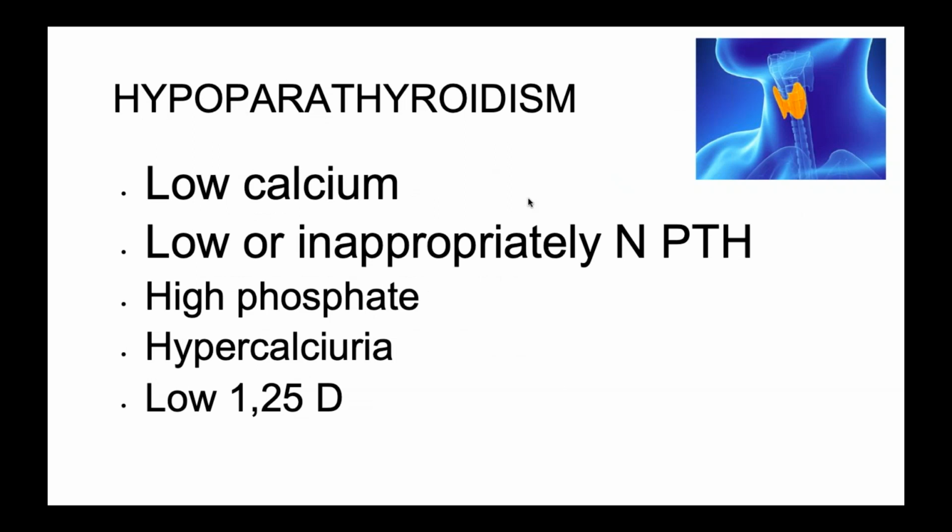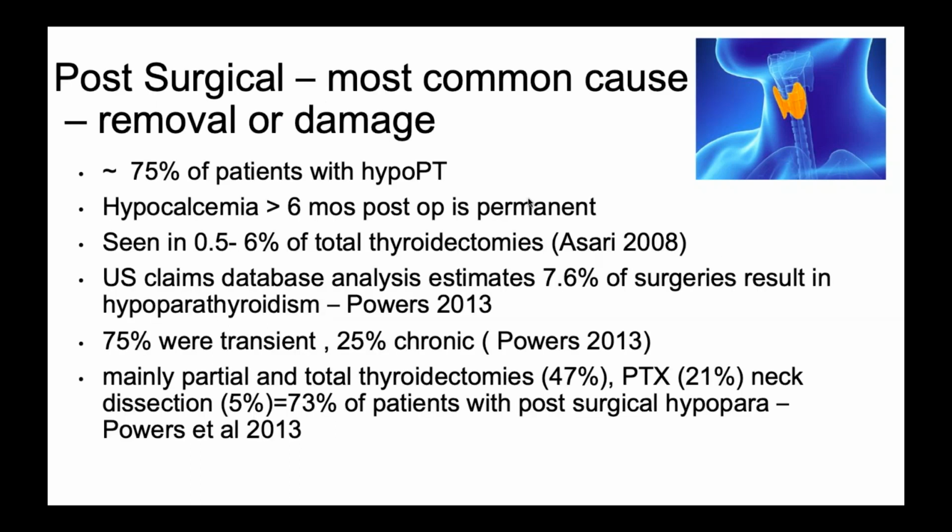So the biochemical profile of hypoparathyroidism is a low serum calcium, a low or inappropriately normal PTH, a high phosphate because of the loss of the phosphaturic effects of PTH, high urine calcium because of the loss of PTH with increases in urine calcium lost through the kidney, and a low 1,25D because of impaired hydroxylation of 25D.